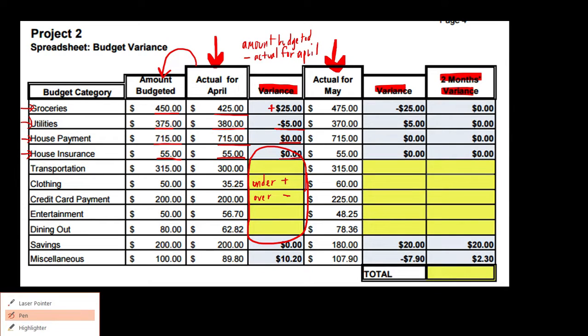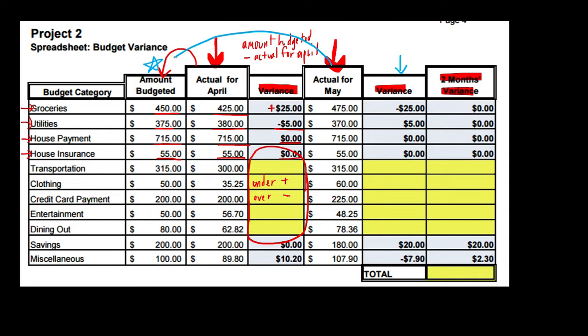Now let's look at actual for May. It works the same way. This monthly budget doesn't change month to month. Every month they set aside $450 for groceries, every month $375 for utilities, and so on. So when it comes to May and looking at this variance column, we're still going to compare what we actually spent for May to our amount budgeted.